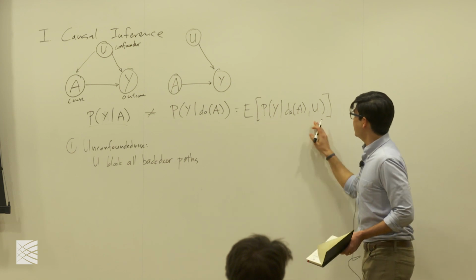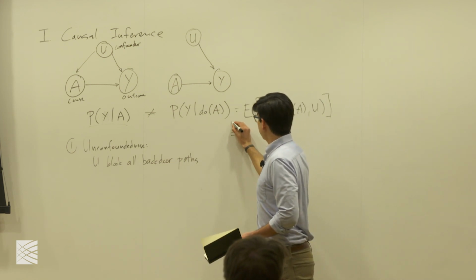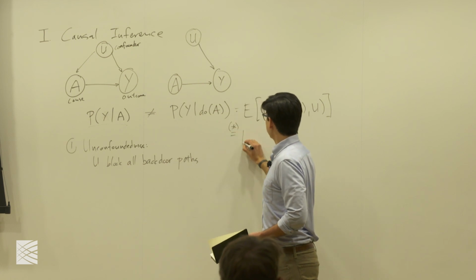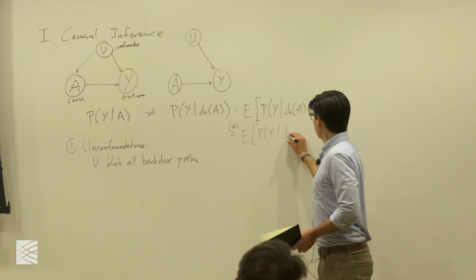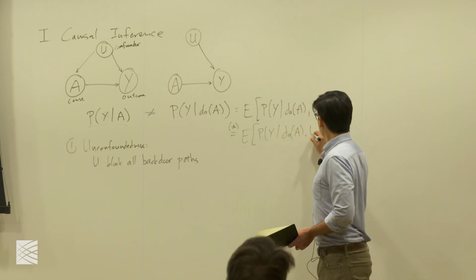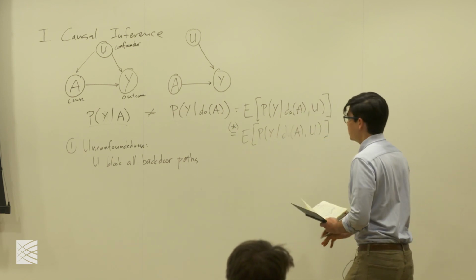So we're going to take an expectation over the distribution of U. And our unconfoundedness assumption, I'm going to put a star on this relationship here, allows us to swap in this outcome distribution for an observed distribution.